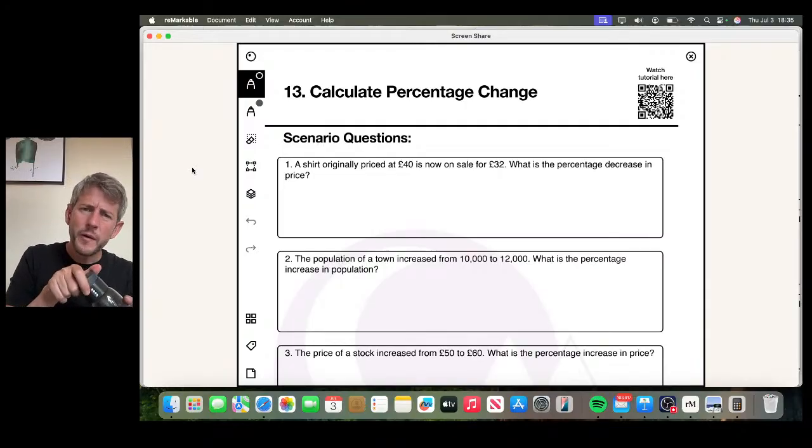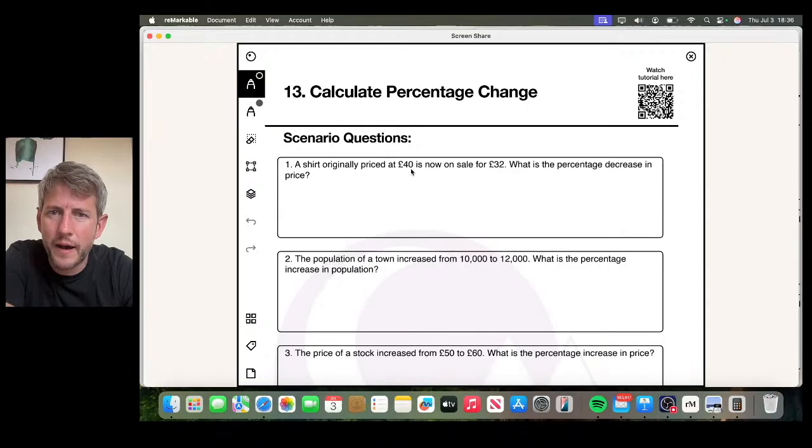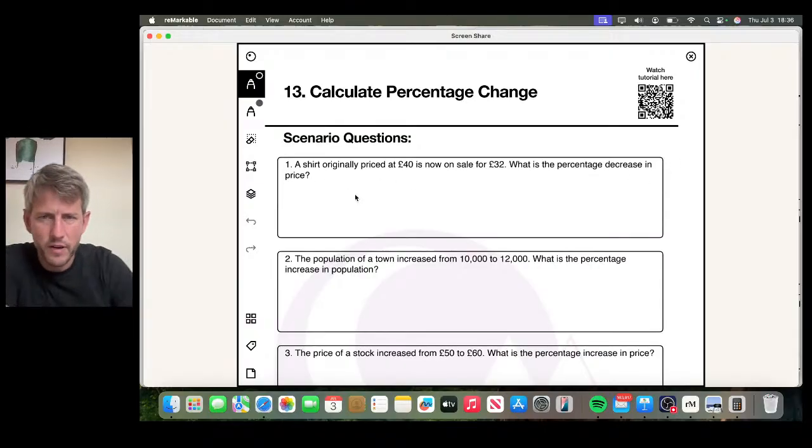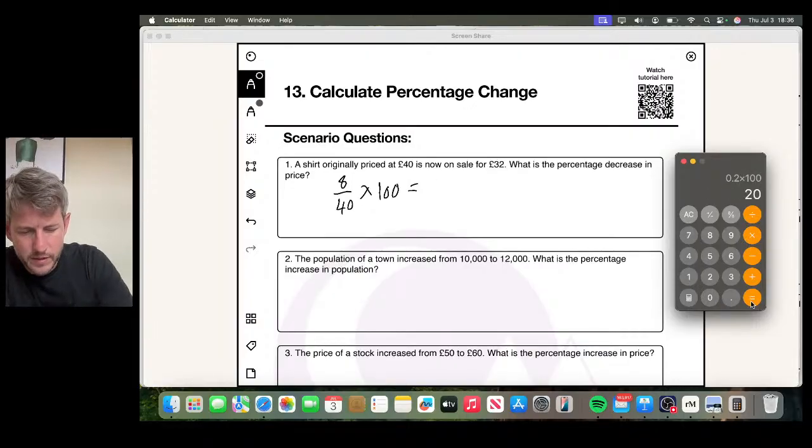So, calculate percentage change, scenario questions. Question 1. A shirt originally priced at £40 is now on sale for £32. What is the percentage decrease in the price? Okay, so that's a decrease of 8 from a price of 40. Then we're going to times that by 100 to see what the answer is. So 8 divided by 40 equals 0.2, times 100 equals 20.